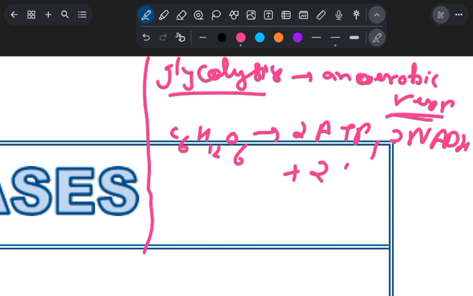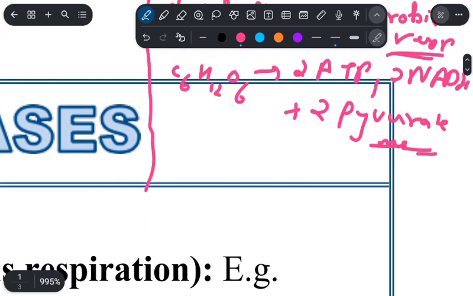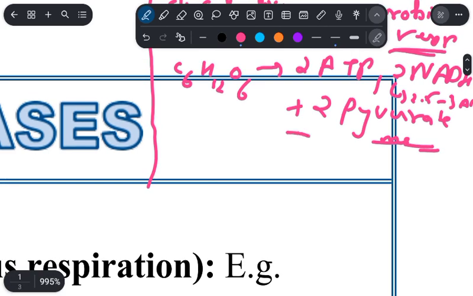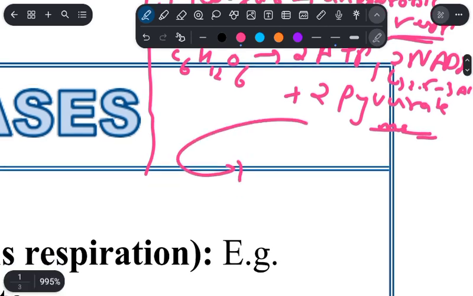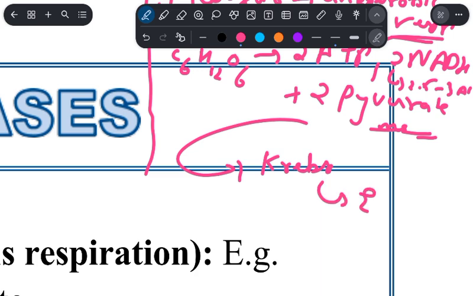plus 2 pyruvate molecules form. One NADH molecule contains 2.5 to 3 ATP. That was for knowledge only. So this process, after glycolysis, further goes to the Krebs cycle and so on.